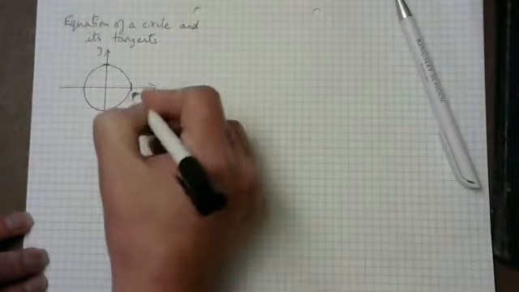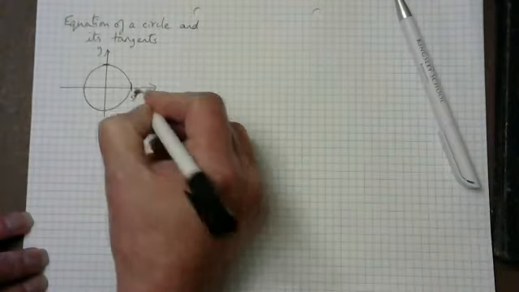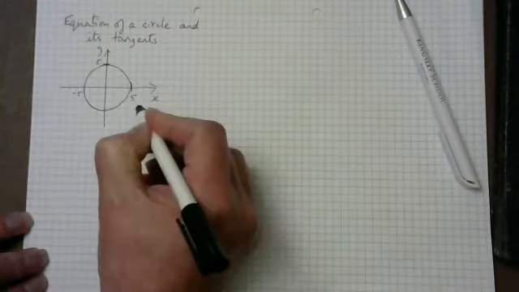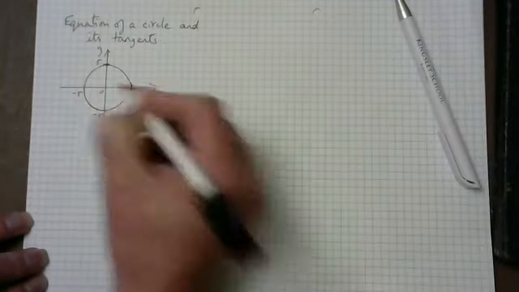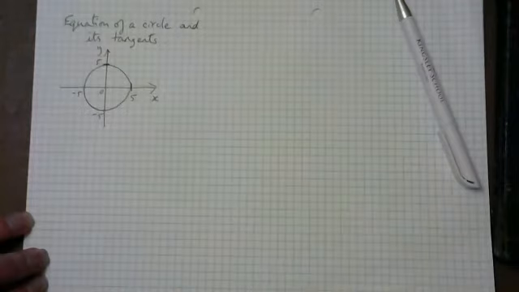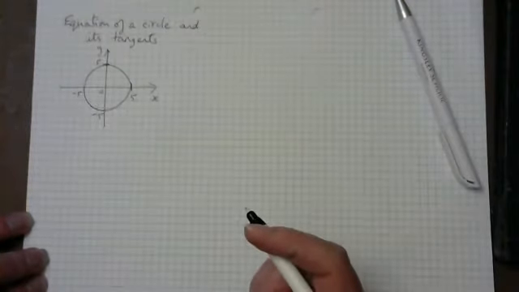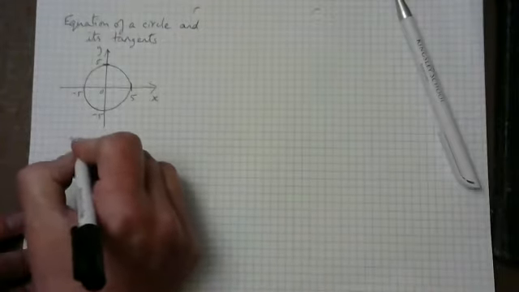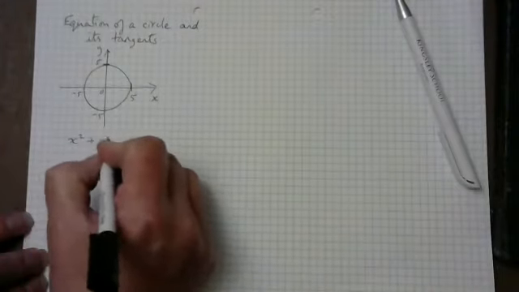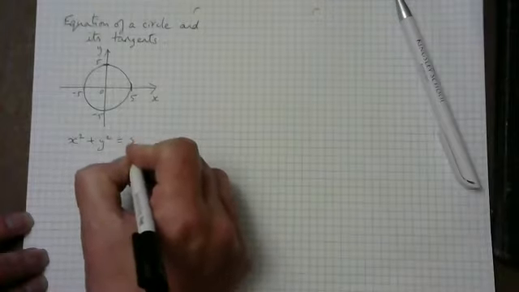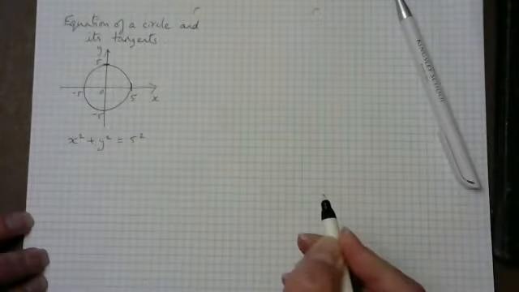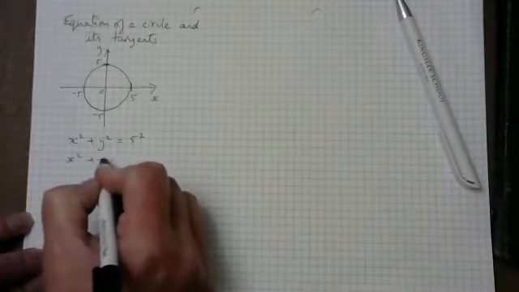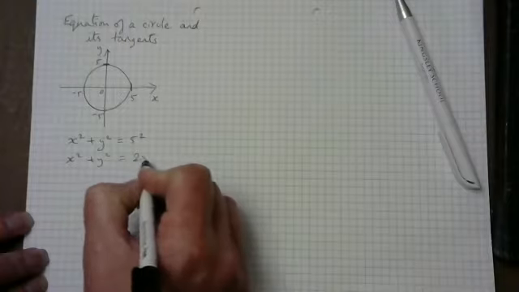equation. This one goes through 5 there, goes through 5 there, goes through -5 there, and -5 there, and mark off 0 so we can say clearly what's going on with this graph. The equation of this circle is x squared plus y squared equals 5 squared. Or if you want, x squared plus y squared equals 25.